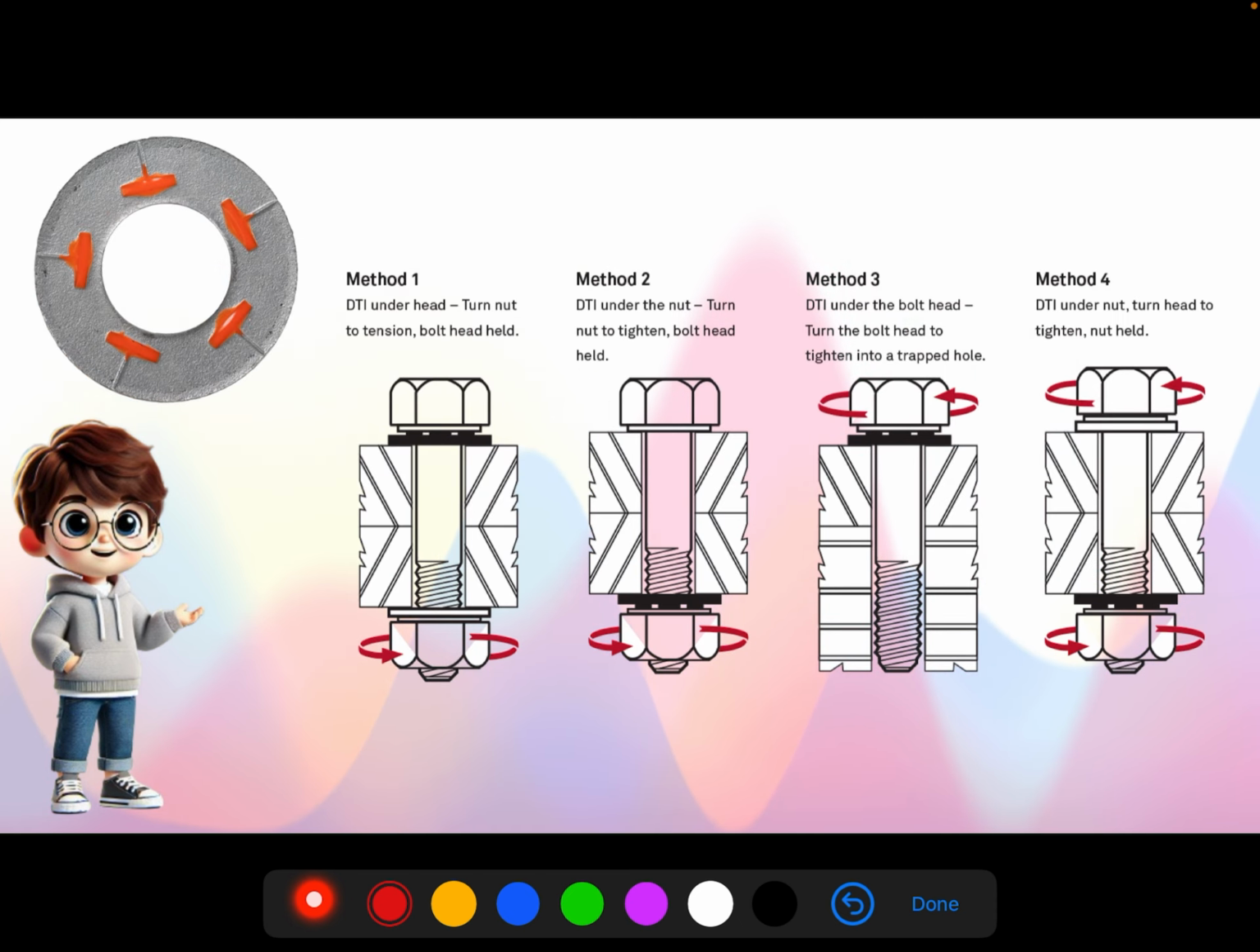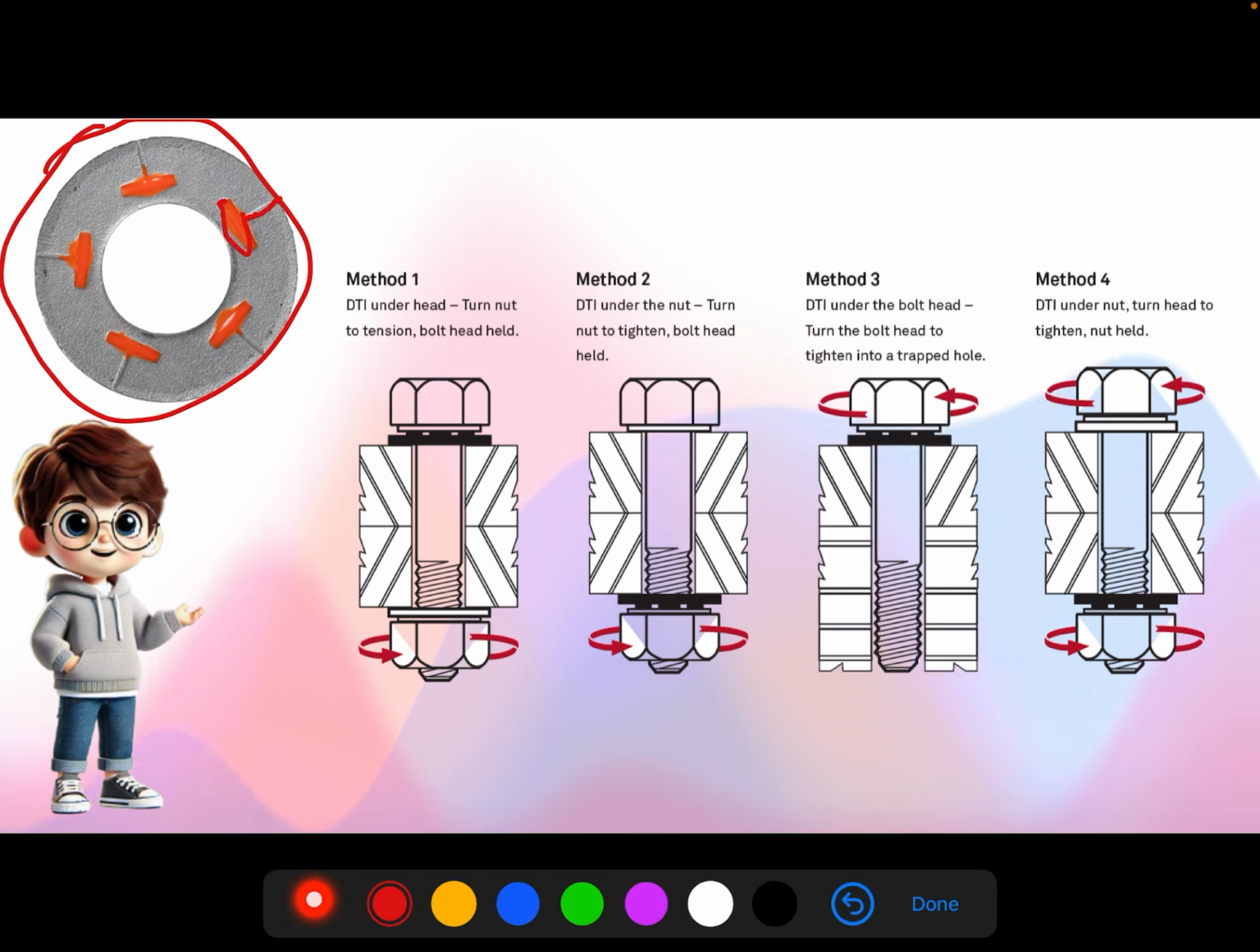Now DTI washers. While using DTI washers, there are actually 4 conditions. First, I will show you how a DTI washer looks like. A DTI washer looks like this only, means the same as a hardened washer. But in this DTI washer, there will be protrusions like this.